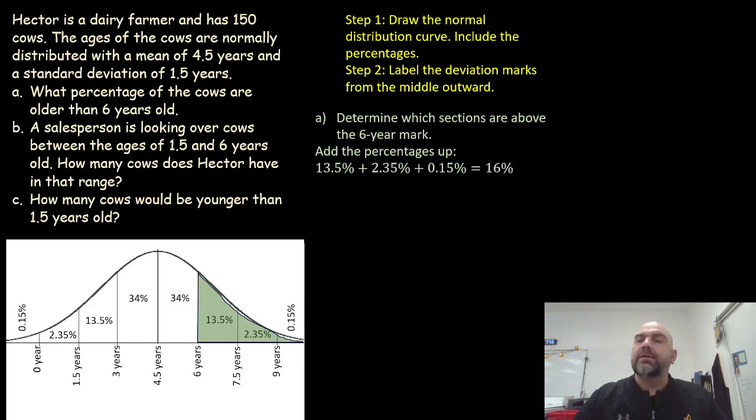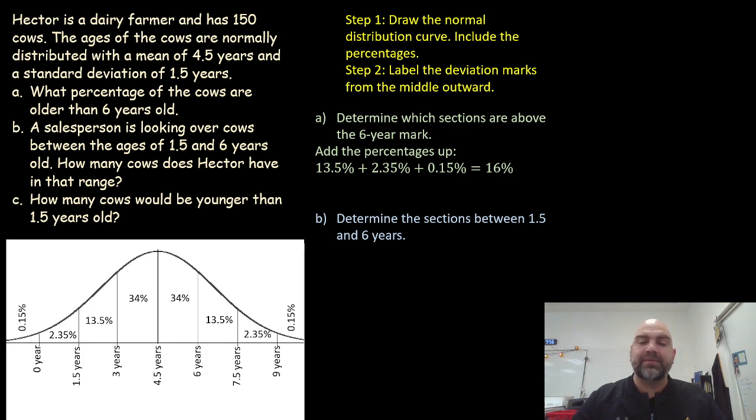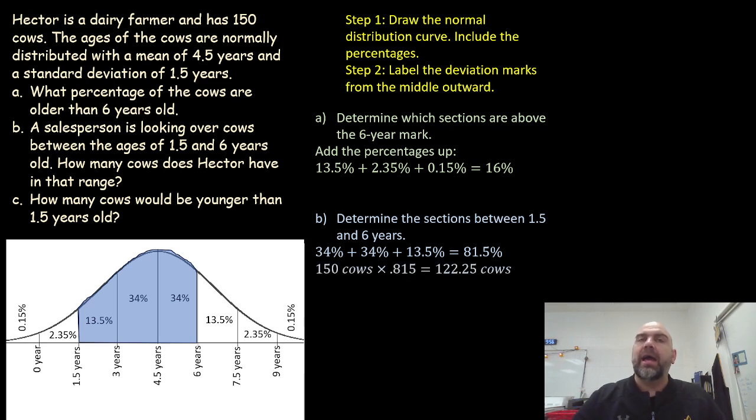Now, part 2. A salesperson is looking at cows between the ages of 1.5 and 6 years old. How many cows does Hector have? You'll notice that it says how many. That means we have to have an actual number of cows, not just a percentage, but we need to use the percentage to do that. So let's determine the sections between 1.5 and 6, and that's these 3 sections here. We add them all up, and we get 81.5% of the cows within that range. Then multiply that percentage by 150, and it tells us there are 122 cows between the ages of 1.5 and 6 years.